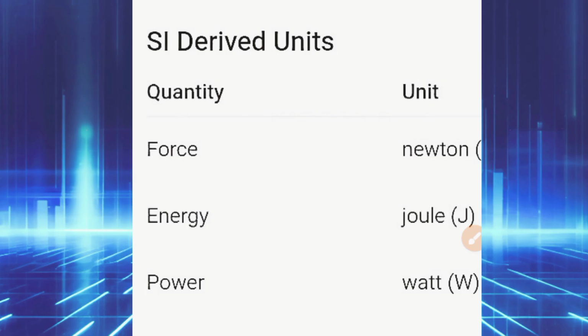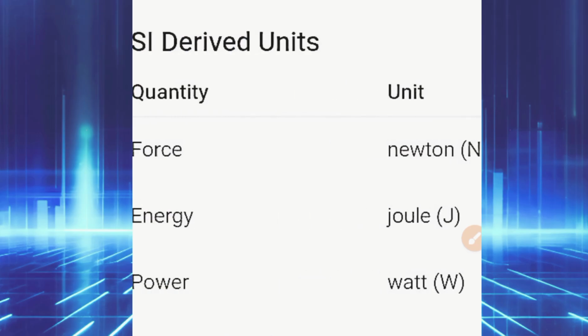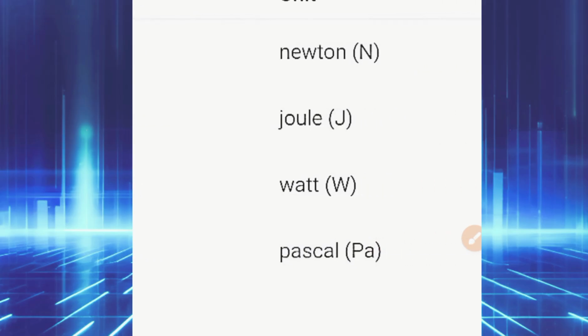Now we have what we call the derived units. The what? Derived unit. Force is a derived unit. As time goes on, we are going to look into the fundamental quantities and the derived quantities as well, but we are still starting with units. Force is measured in Newton and it is denoted with N. The unit of energy, or work, is joule. The unit of power is watt. The unit of pressure is Pascal.